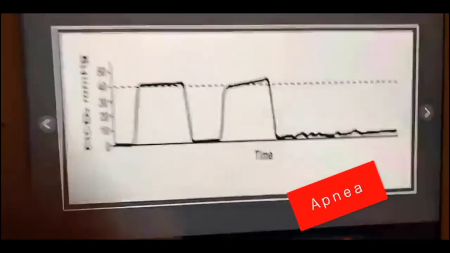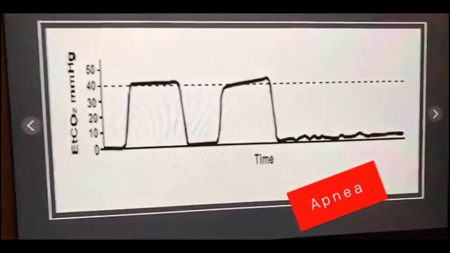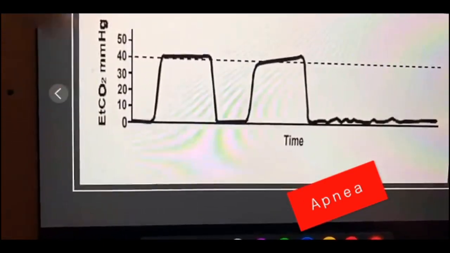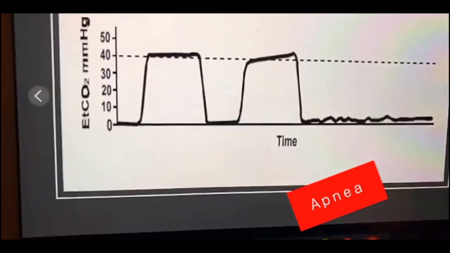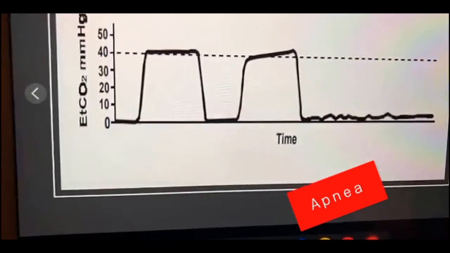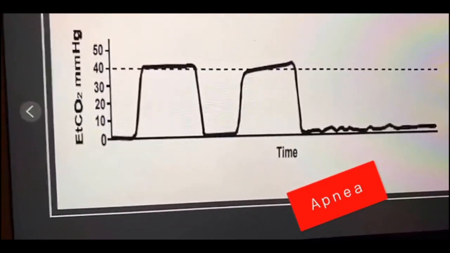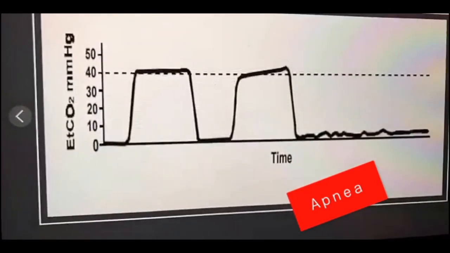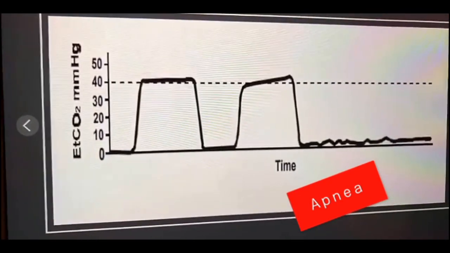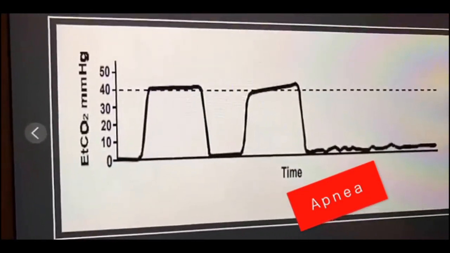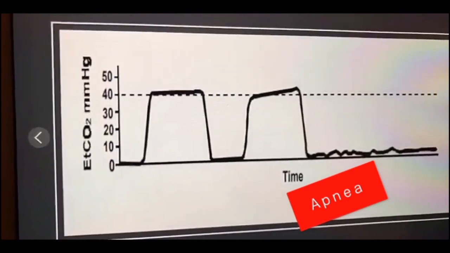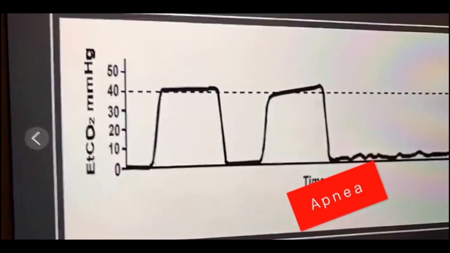This capnogram or waveform pattern, I think, is very clear. Here I have a normal waveform, then a total loss of the waveform, transforming into a flat line. In this condition, it means that no CO2 is being exhaled. So capnography allows immediate recognition of this fatal condition.